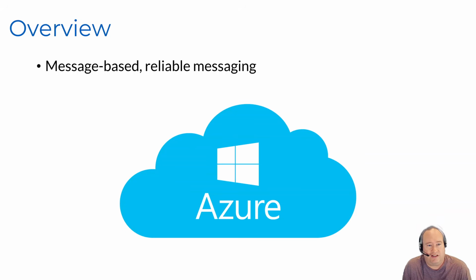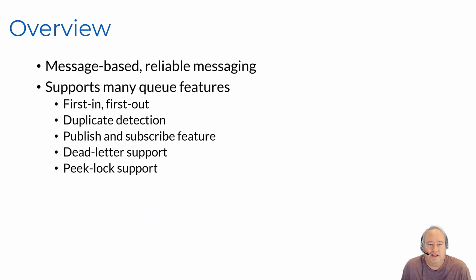Let's give a quick overview of the Azure Service Bus. First and foremost, the Azure Service Bus is a message-based, reliable messaging platform built in the cloud on Azure. It supports many common features that we would come to expect with a queuing infrastructure. This includes first in, first out support, duplicate message detection, basic publish and subscribe features by using topics, dead letter support, and peek lock support. Now, many of these features we're going to dive into in more detail in later modules, but for now, just keep in mind that all these features are available for you inside the Azure Service Bus.